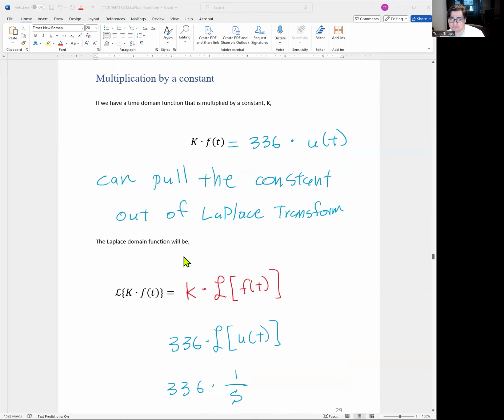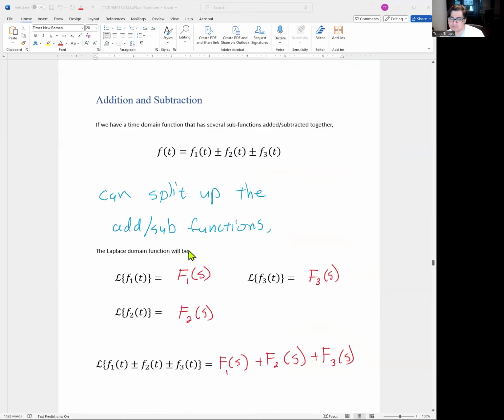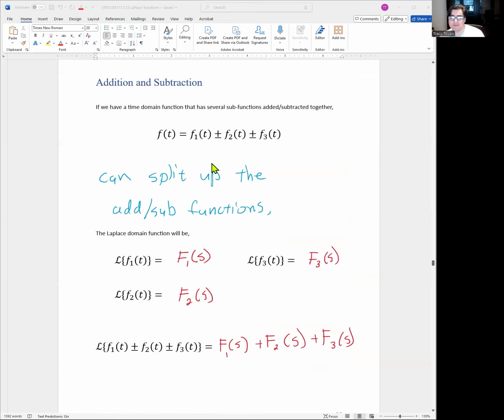Now, what about addition and subtraction? Let's say we have a time function that has three separate quantities: one function plus another one plus a third one. Remember last time we had a triangle waveform that went up, down, up. Those are three separate functions we added together. So what can we do if we add three functions together? We can split up the added subfunctions into individuals f1, f2, f3.